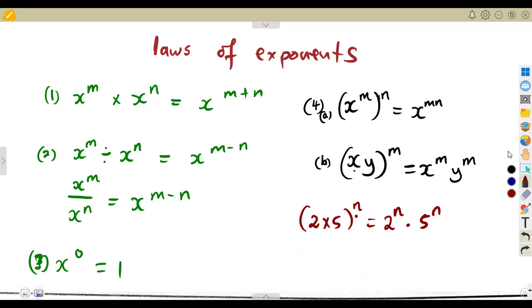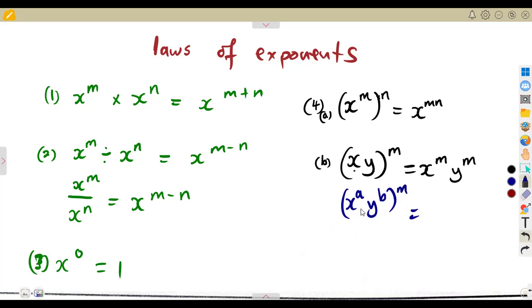An exponent affects everything. So if these are being raised to certain exponents, maybe x to the exponent of a, y to the exponent of b, all to the exponent of m, what is going to happen? This is going to multiply. Remember we said exponents can be multiplied together. So a times m gives x to the exponent of am, and you multiply b and m, so it's going to be y to the exponent of bm.